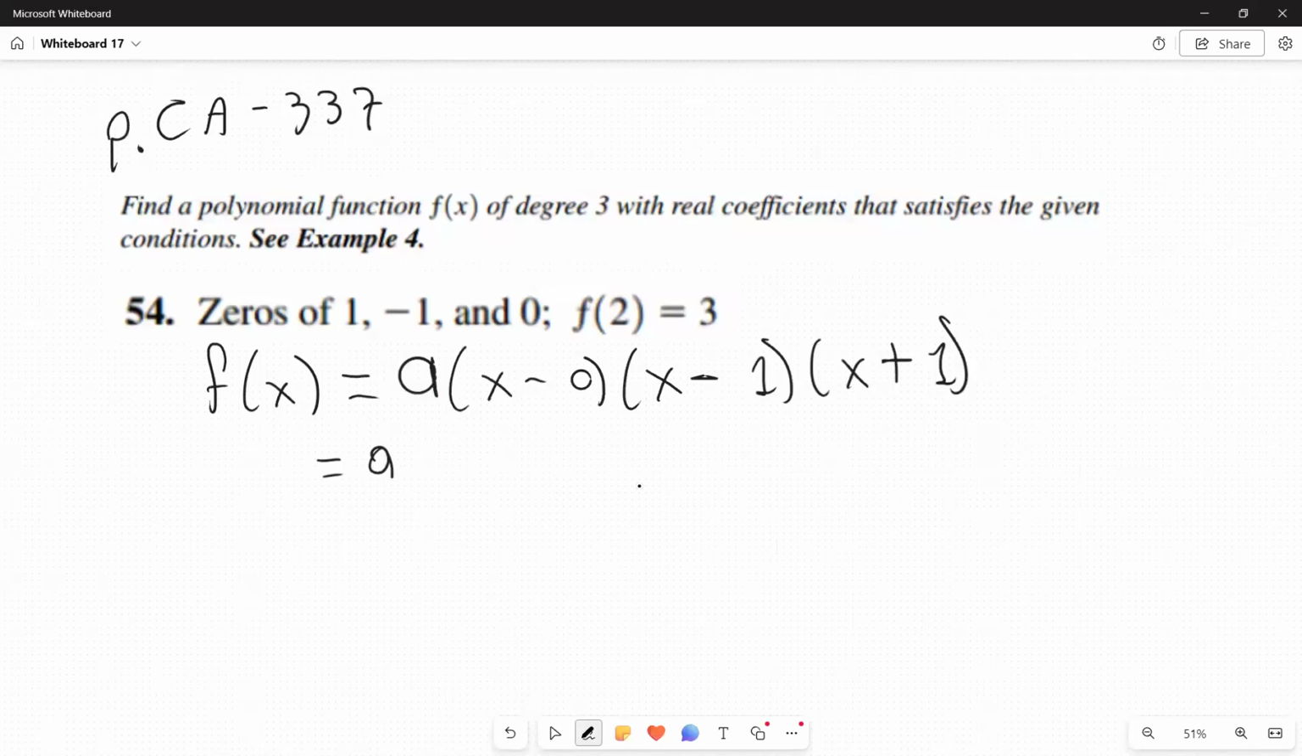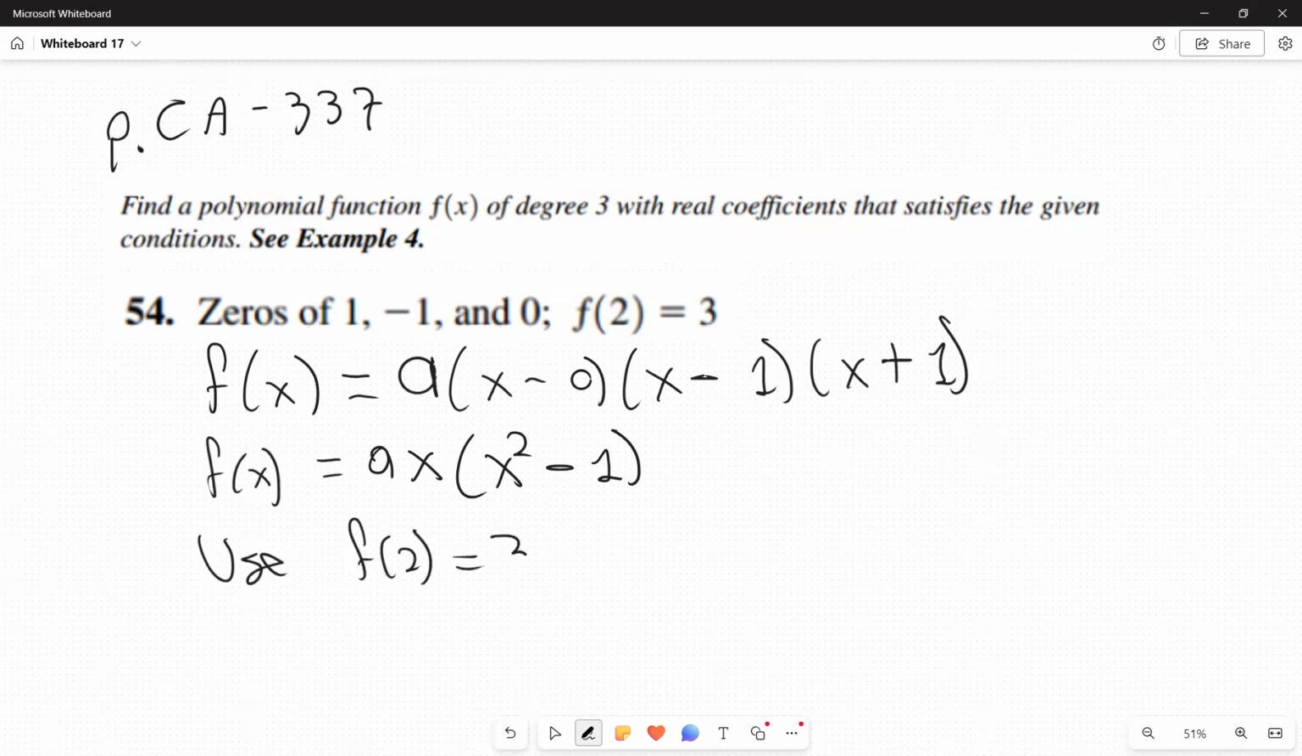And then x minus 0 is the same as x. So we have A times x, and then x minus 1 times x plus 1 is a product of a sum and a difference. So that's x squared minus 1. And then we could distribute, or actually we can use the initial condition to find A. So we're not done yet, but we're going to use f of 2 equals 3 to find A.